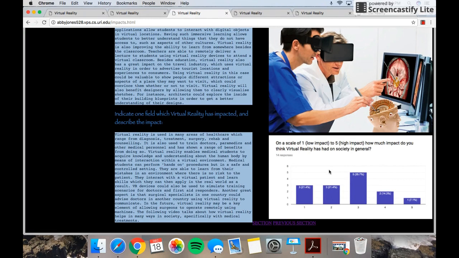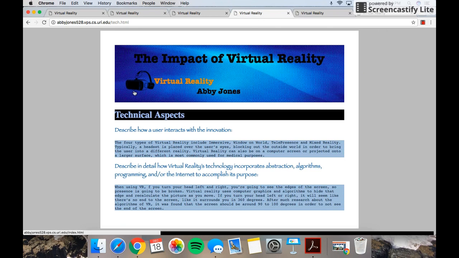The next page that I worked on was my technical aspects page. And the one question I had to answer was to describe how a user interacts with this innovation. And there are 4 different types of virtual reality, including immersive, window on world, telepresence, and mixed reality. And typically a headset is placed over the user's eyes, which would block out the outside world, and since they're blocking out the outside world, they can be placed in a completely different reality.